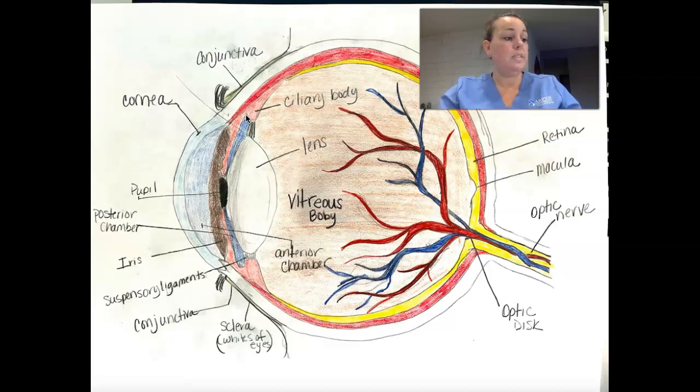The choroid is a thin, blood-rich membrane that lies between the retina and the sclera and is responsible for supplying blood to the outer portion of the retina.